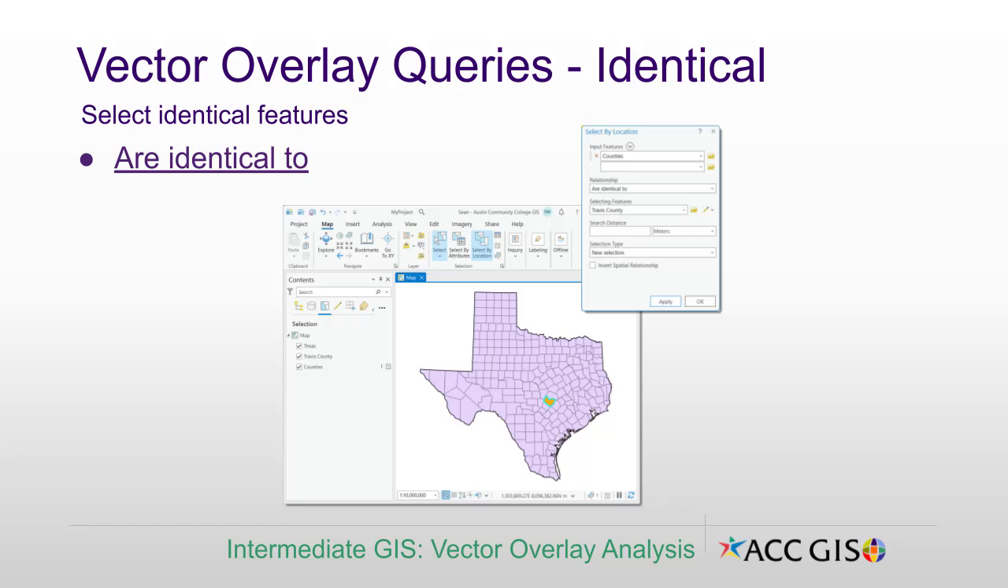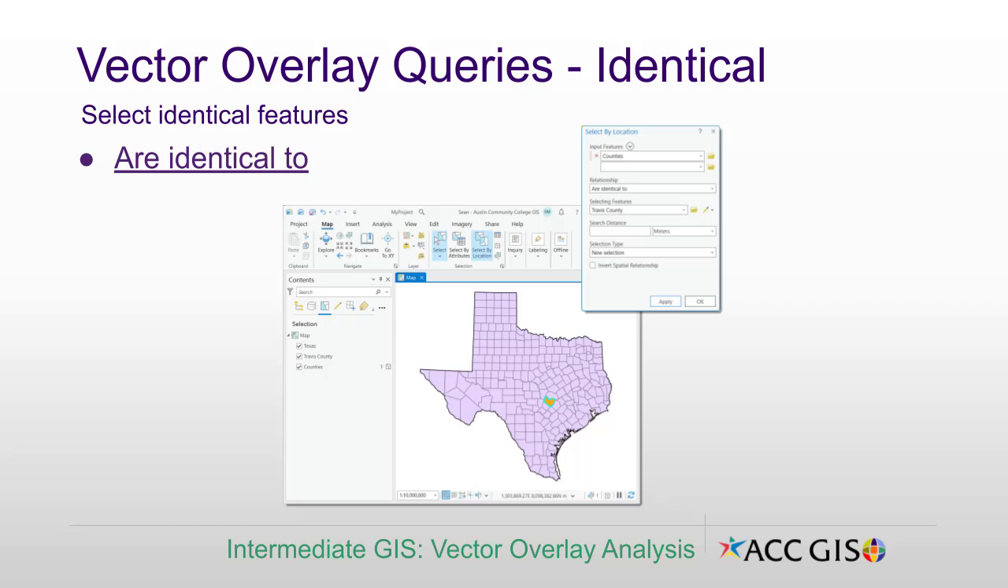Now, the last spatial relationship we'll discuss is identical, in which input features are selected that are identical to the selecting features. And so in this case, I've got Travis County highlighted and separated as a layer. And if you look in the select by location geoprocessing tool, my input features is set to all 254 counties. My relationship is identical to, and my selecting features is set to Travis County. And so when I click apply, then it only selects the corresponding and identical polygonal feature in the counties layer, which is also Travis County.